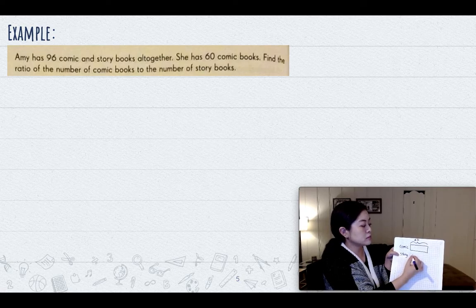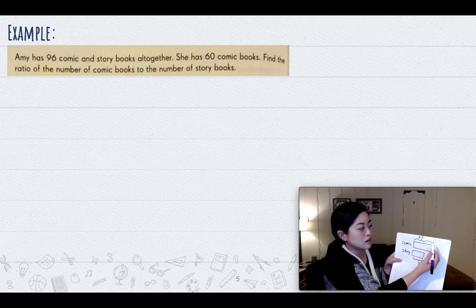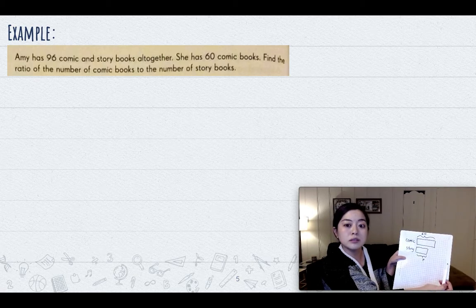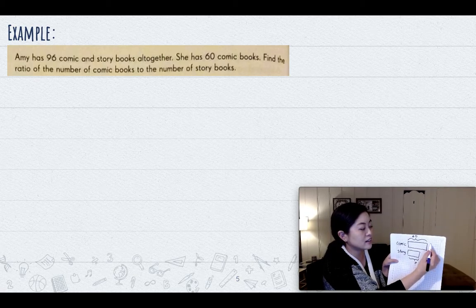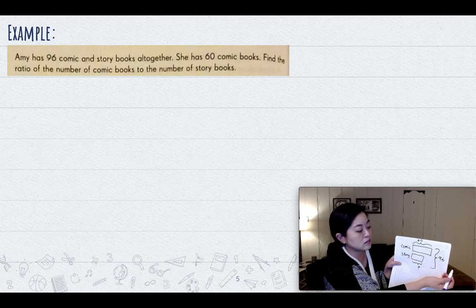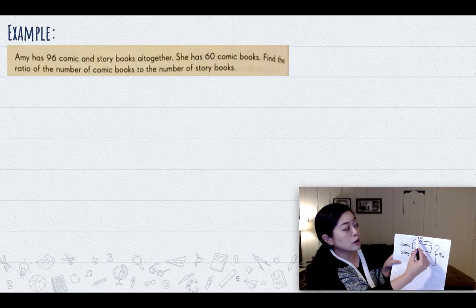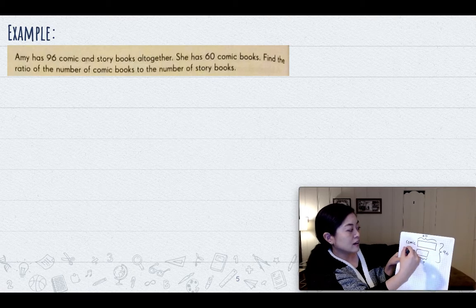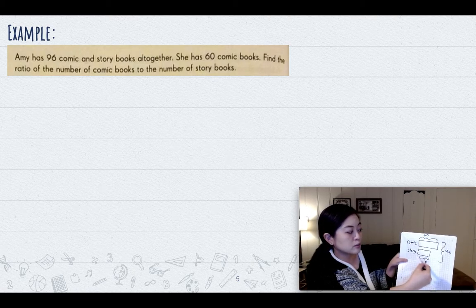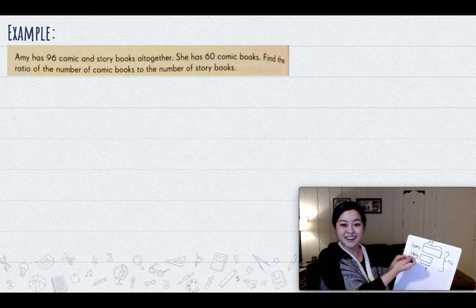How many storybooks does she have? We don't know yet. Do we know the total of comic and storybooks? Yeah, it's given in the information. The total of comic and storybooks is 96. So look, I have a whole and then I have a part of a whole. With this information, can I find the number of storybooks Amy has? Yeah, we can.